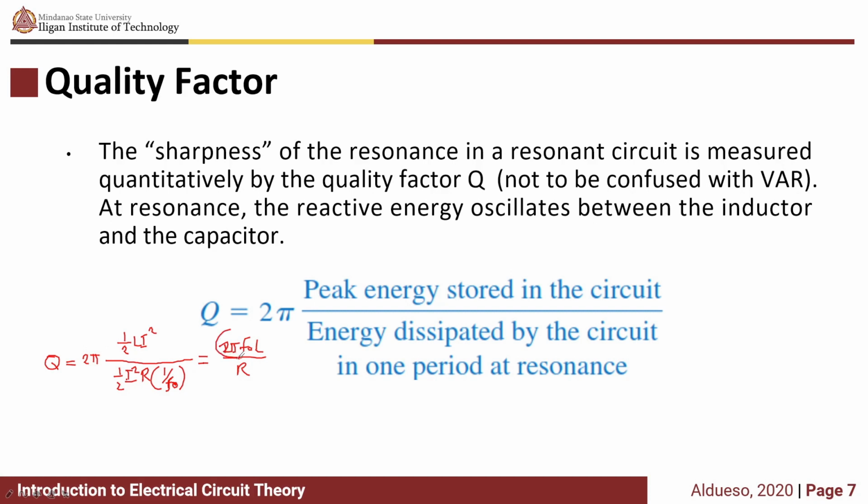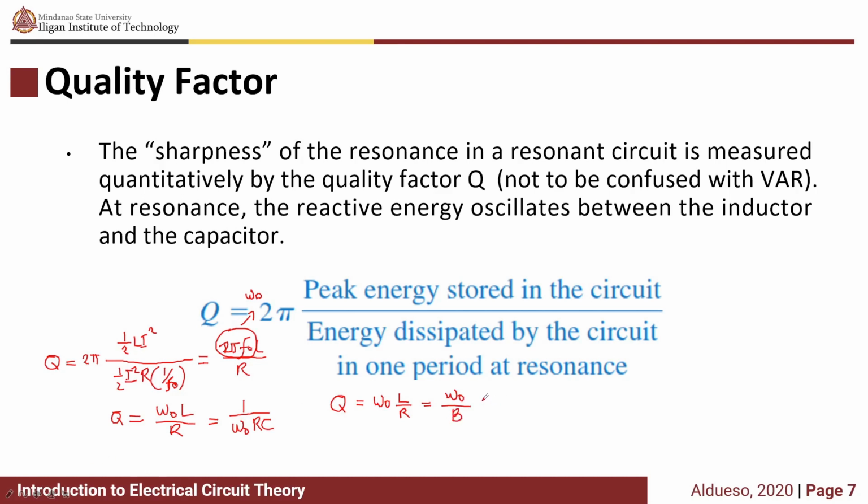Looking at this term, 2 pi f naught is just equivalent to omega naught. So our Q is just equal to omega naught L over R, or in terms of RC, we have 1 over omega naught RC. The relationship between Q and bandwidth is given by Q equal to omega naught L over R. So this is equivalent to omega naught over the bandwidth.